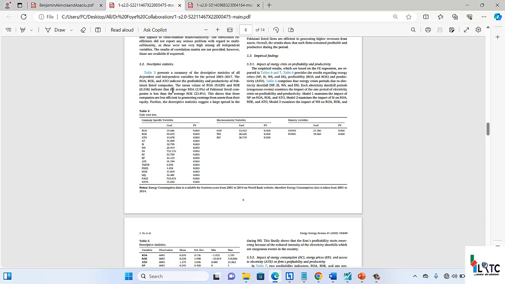The author now made it clear that one is higher than the other. Take note, both return on assets and return on equity are measures of profitability. So this shows that these companies are less efficient in generating earnings from assets than from their equity. Why? Because the return on equity is higher than the return on assets, which is 2.9. You can see now that if someone in energy economics will interpret the average, their presentation will be different.